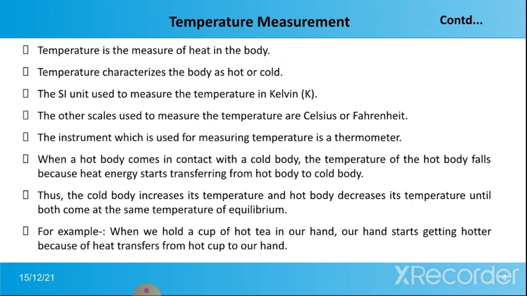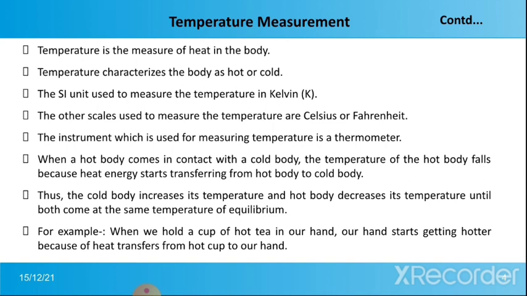Temperature is the measure of heat in the body. Temperature characterizes the body as hot or cold. The SI unit used to measure the temperature is Kelvin. The other scales used to measure the temperature are Celsius or Fahrenheit. The instrument which is used for measuring the temperature is a thermometer.